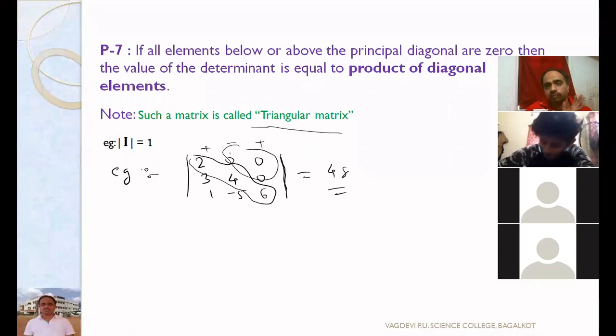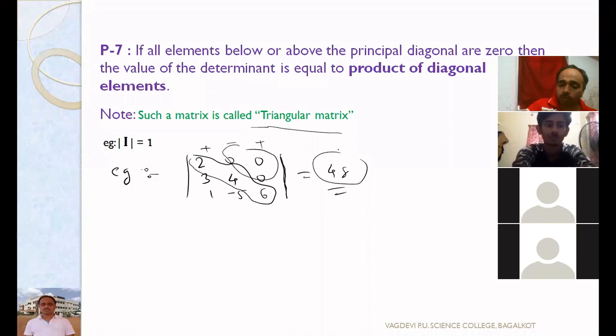Definitely you will get 48. So this answer you can write directly. So whenever the elements below or above the principal diagonal are 0, just multiply these diagonal elements. So the answer is very easy, 48. 2 into 4 into 6. This is property number 7.